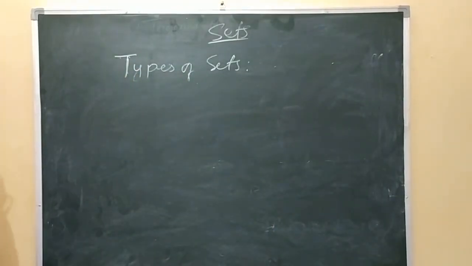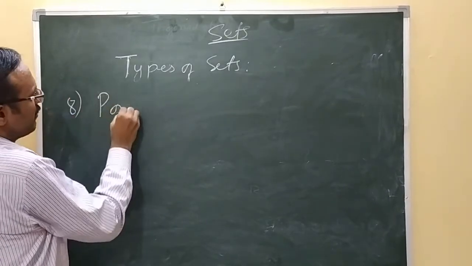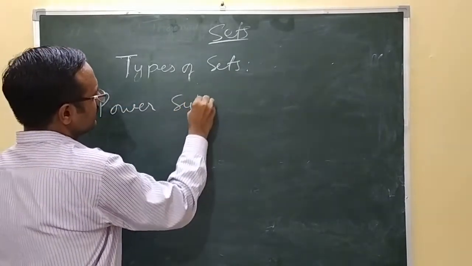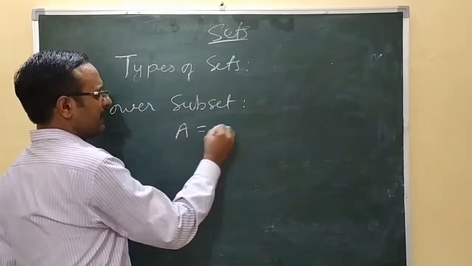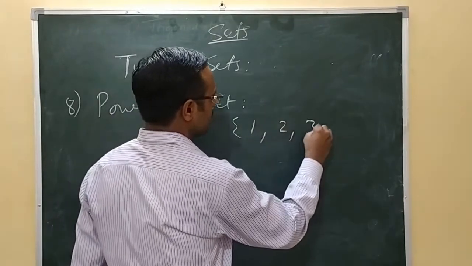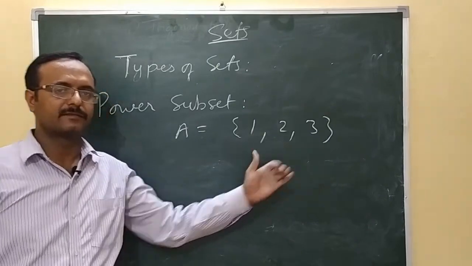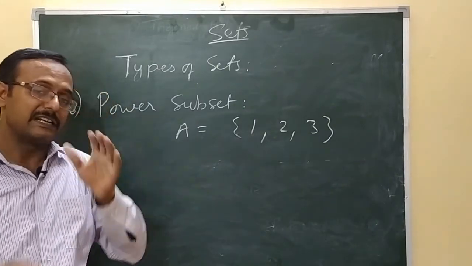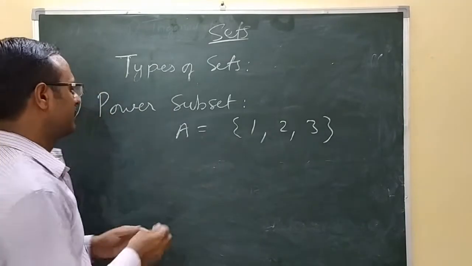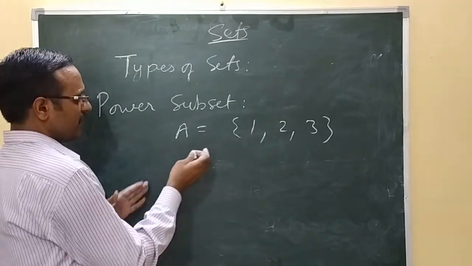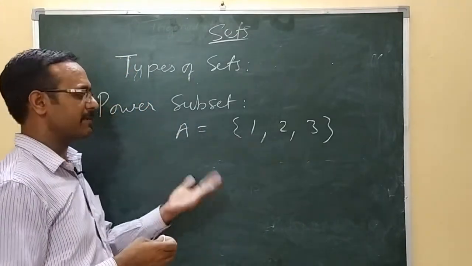Now coming to power subset. Our next topic is power subset. Suppose there is a set A = {1, 2, 3}. Now we make a power subset from set A. What is power subset? It is a set of sets. Power subset is a set of sets. Now what happens? We can make all the possible subsets of A. We can make many subsets of A.